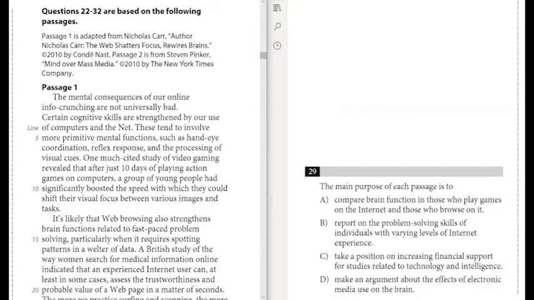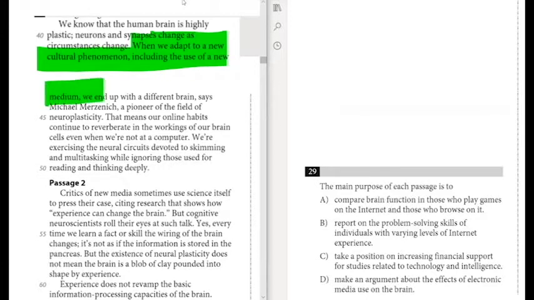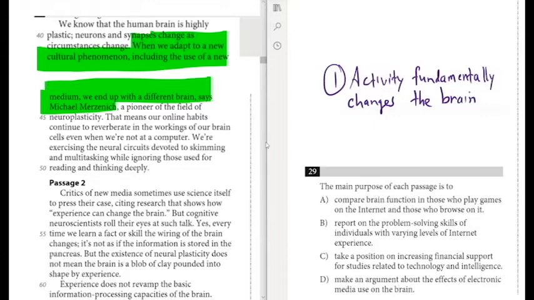Question 29 is asking us the main purpose of each passage. And this is really interesting. We normally see this question toward the beginning, but now we're seeing it after we've already had ample opportunities to become really familiar with the different passages. So we can easily see now that we're deeply familiar with the passages, that the main idea of passage 1 is that, as passage 1 said around line 41, when we adapt to a new cultural phenomenon, including the use of a new medium, we end up with a different brain. So the main idea of passage 1 is activity fundamentally changes the brain.